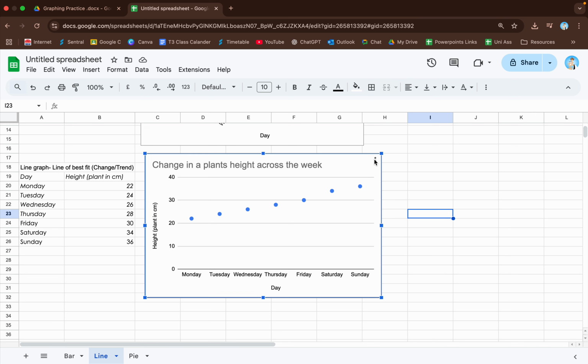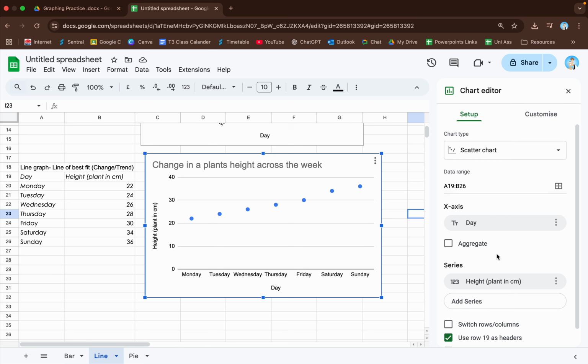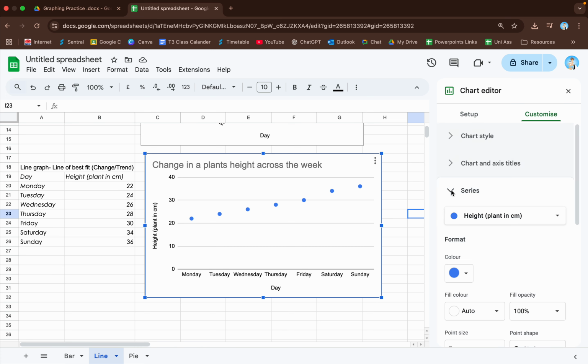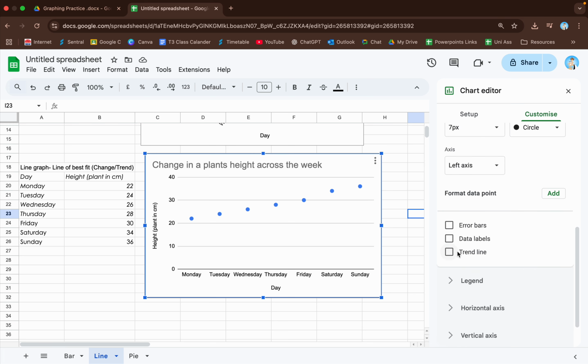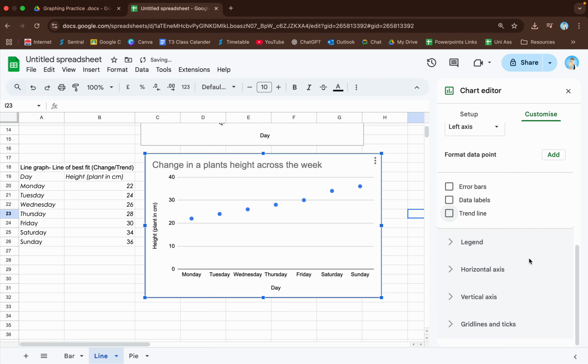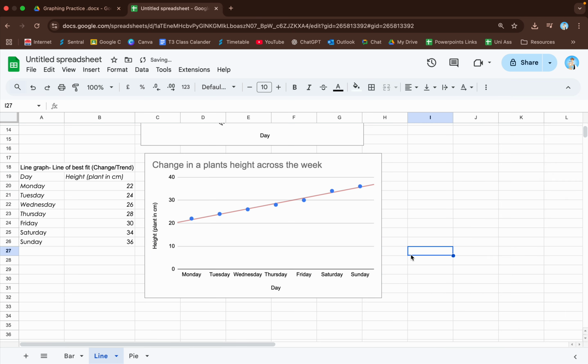Across the week, the plant height increases. You don't leave it at this, by the way. You add your line of best fit. You go edit the chart. You go to series, it's in customize. Go to series, scroll all the way down, press on trend line. That's it. You can change that color if you like. It doesn't matter what you do. That's all. My trend line is good. That's all I want to see. I can see your two axis titles. I can see your chart title. I can see your data, and I can see the trend line. Amazing. That's all I can ask for.